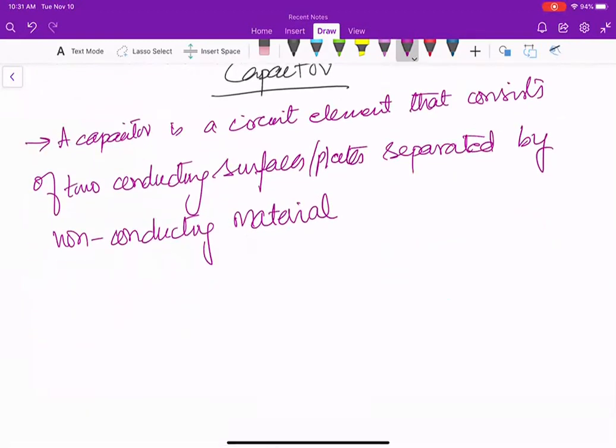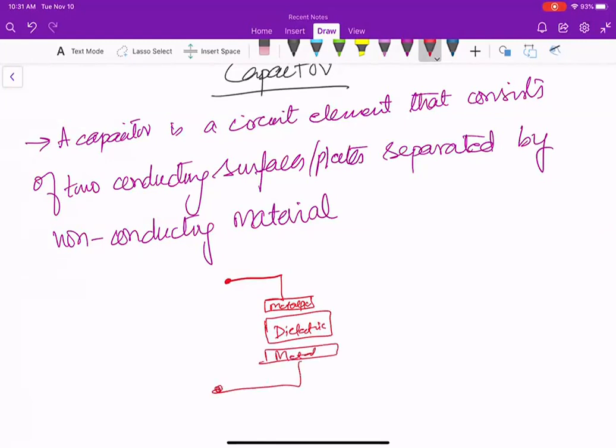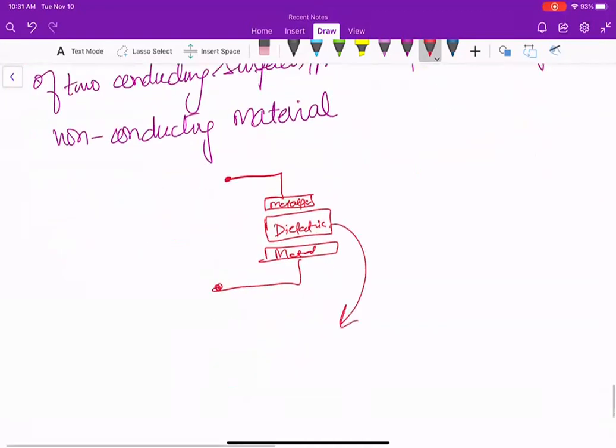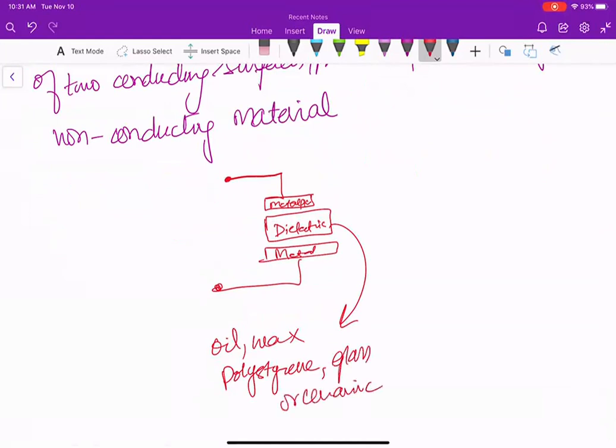Okay, so if we draw a capacitor, it will be a metal plate, dielectric, metal plate, and this dielectric can be anything, oil, wax, all types of dielectrics we have, glass or ceramic, and it allows an electric field to build up.